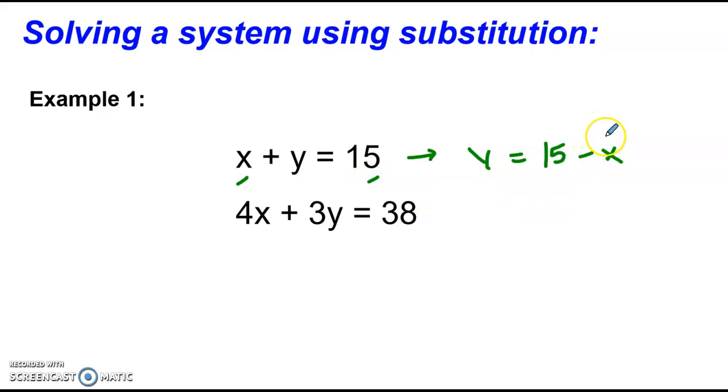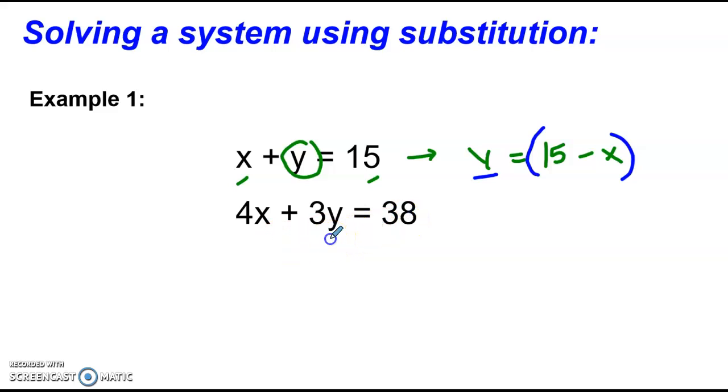And I don't need to write it in any special way. All I'm doing is getting this variable by itself. And I see that that's really easy to do. So I just got y by itself and moved the x over, 15 minus x. Now, look at what I've done here. I have now defined the variable y as this expression. So what I'm going to do now is look in the second equation for y.